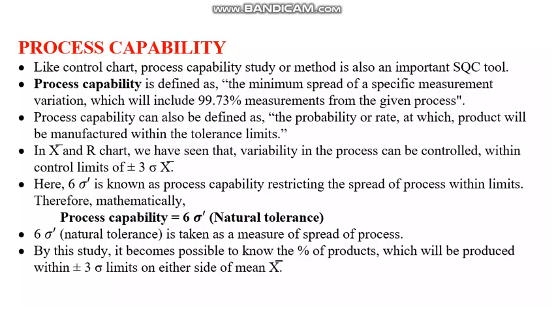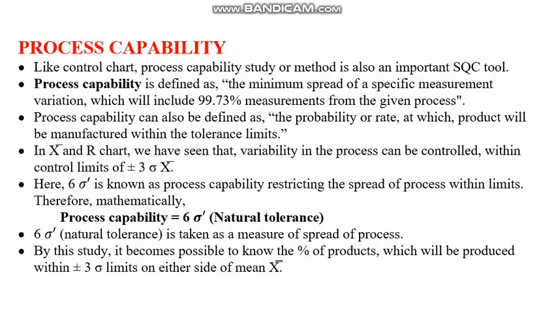99.73% means 3 sigma limits. 99.73% of measurements fall within that spread. That minimum spread is called process capability. There is another definition: it can also be defined as the probability or rate at which product will be manufactured within the tolerance limits. So these are the two definitions.